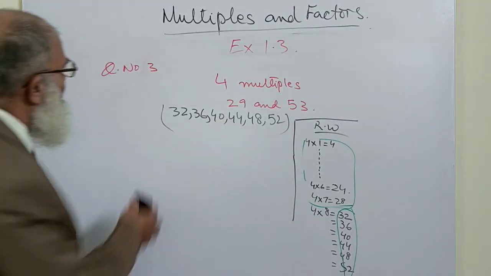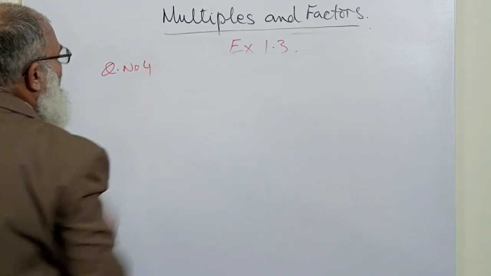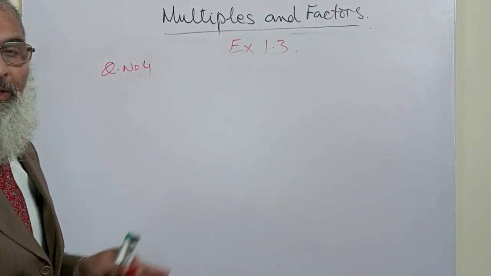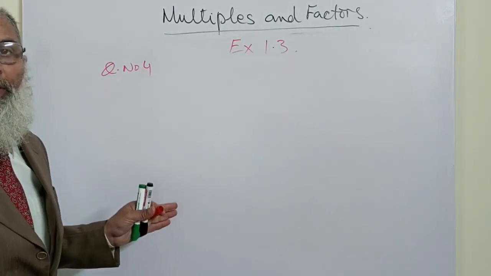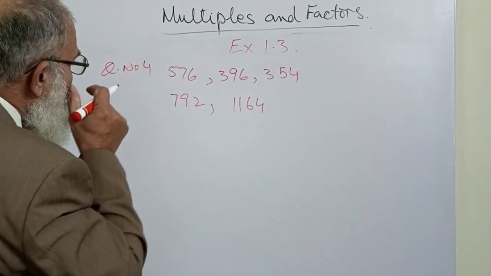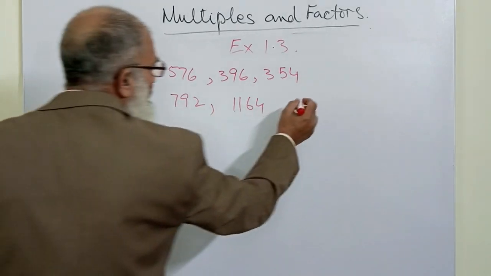Question number 4. Now we are given question number 4. We are given 5 numbers, and we have to check whether or not these numbers are multiples of 12. Now we have to check whether these are multiples of 12 or not.